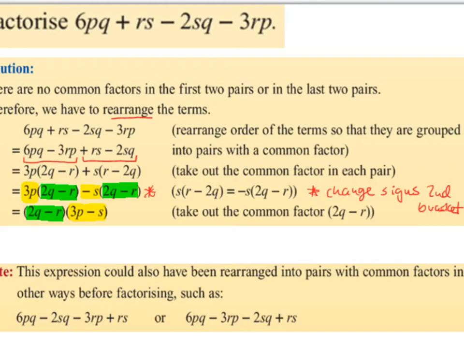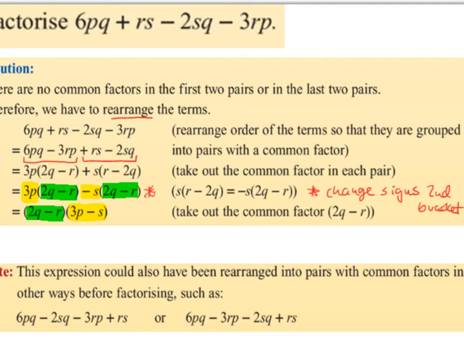Now, hopefully you notice that what we have inside the brackets is very, very similar. We have a 2q and a minus 2q, and a minus r and an r. So they're almost the same, but what we're going to have to do is change the signs in the second bracket. So s times r minus 2q is going to become minus s times 2q minus r. So we change the signs of everything. So 3p times 2q minus r stays the same, we just bring it down. Positive s becomes minus s, r becomes minus r, and minus 2q becomes positive 2q.